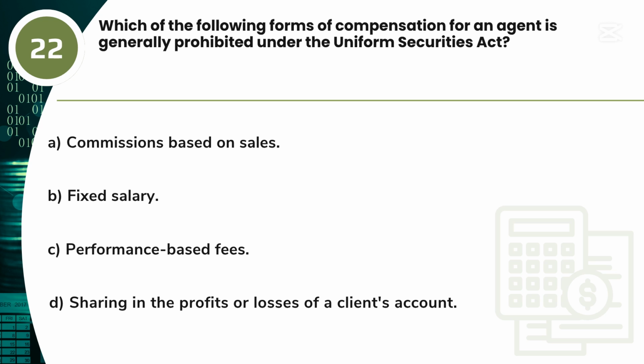Question 22. Which of the following forms of compensation for an agent is generally prohibited under the Uniform Securities Act? A. Commissions based on sales. B. Fixed salary. C. Performance-based fees. D. Sharing in the profits or losses of a client's account. Answer: D.